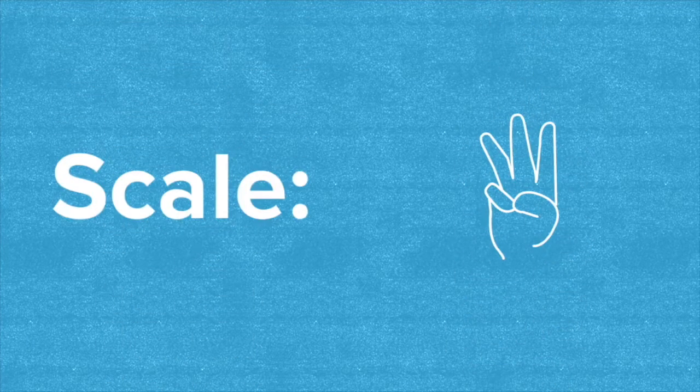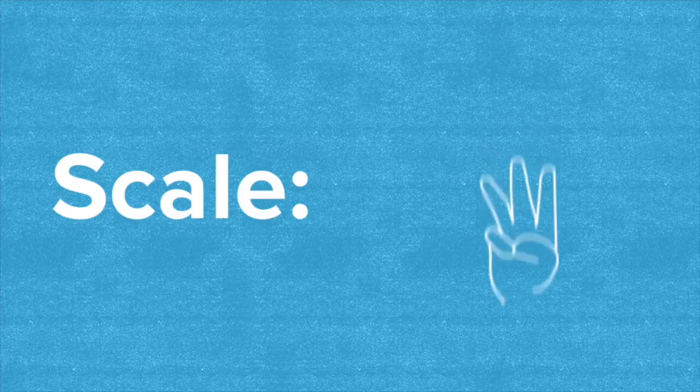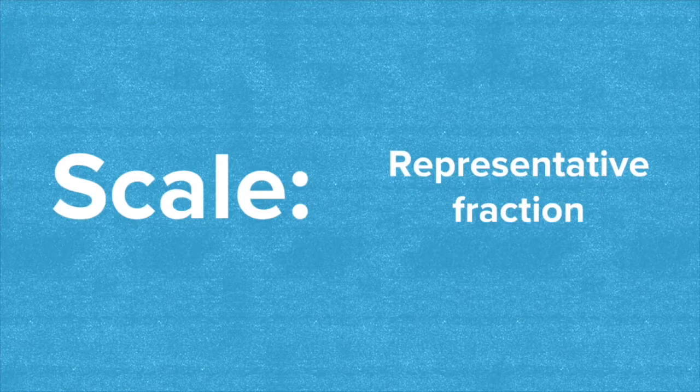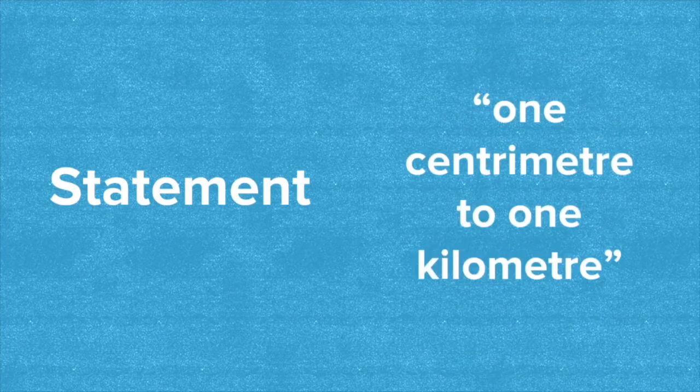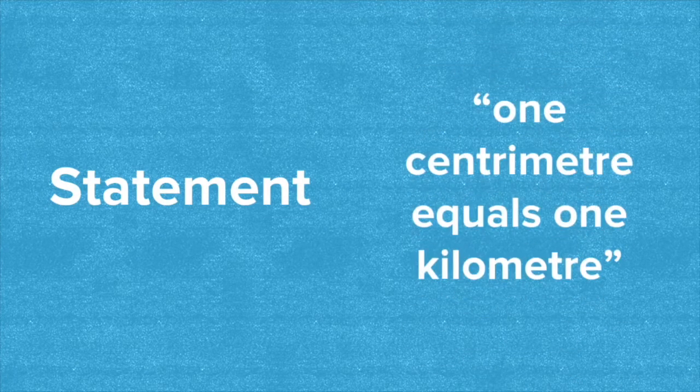There are 3 ways in which scale is written on a map: as a statement, as a line scale, and as a representative fraction or ratio. The statement is pretty self-explanatory. The scale is simply written as a statement. So 1 centimetre to 1 kilometre, or perhaps 1 centimetre equals 1 kilometre.